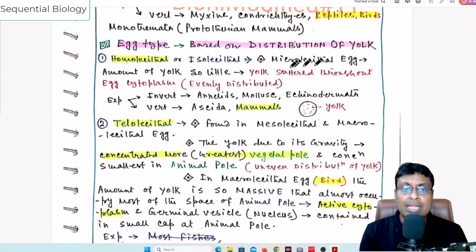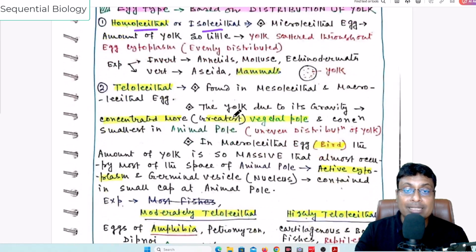In microlecithal egg, the amount of yolk is so little that the yolk is scattered throughout the egg cytoplasm, or evenly distributed. Here you can see an egg in which the yolk is distributed all over the region. When the yolk is distributed throughout the egg, this type of egg is known as homolecithal or isolecithal egg. This type of egg can be found in annelids, mollusca, echinodermata, and also ascidia and mammals.